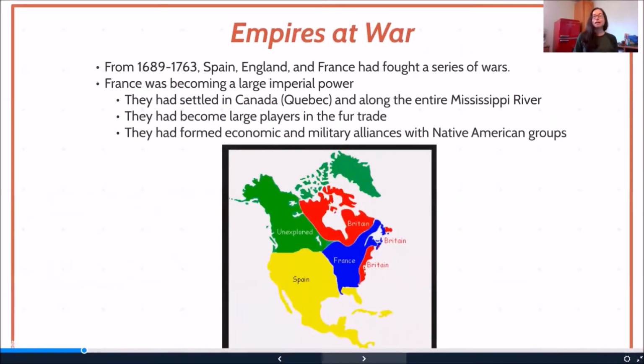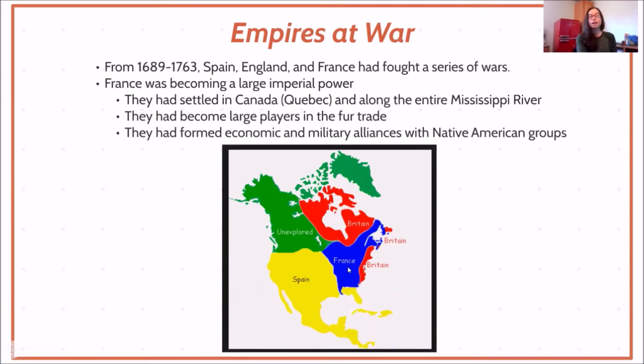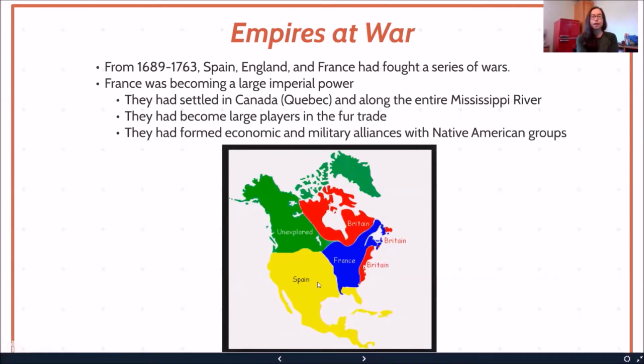From 1689 until 1763, Spain, England, and France fought a series of wars. They fought them not only in Europe, but over here in America as well. France was becoming a large imperial power. They had settled in Canada. You can see France right here in blue, and along the entire Mississippi River. And they had become very large players in the fur trade. They formed economic and military alliances with Native American groups. So on our map here, you can see that Britain is red, Spain is yellow, and then we have the unexplored territories up here in green.